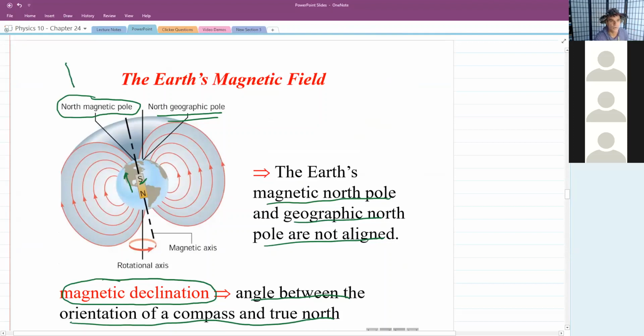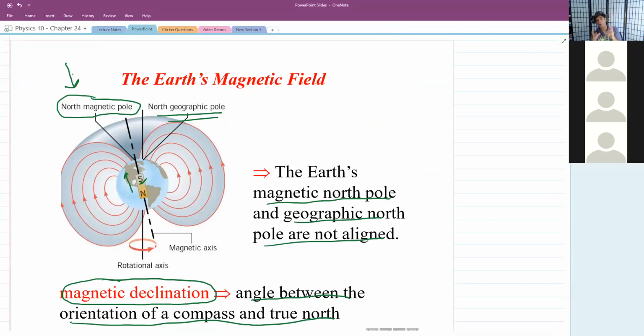Magnetic north pole is the direction the north pole of a compass would point. Now, it's different than geographic north. They're not lined up. And like I said, the Earth's magnetic field has actually reversed like 20 times over the last 5 million years. So one, our compass is not pointing to true north, it's pointing to magnetic north.